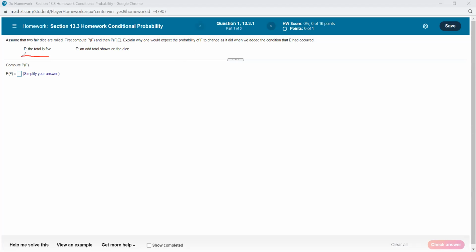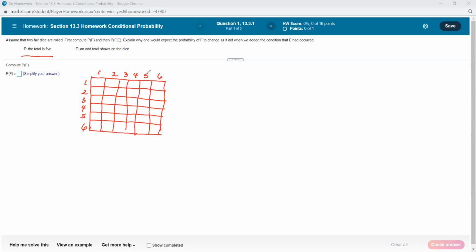So F, the event F, is that the total is 5. So here we have a chart. This represents whatever the first die lands on, and this represents whatever the second die lands on. And normally, when we toss a couple of dice, we're going to add the 2 faces together. So a 1 and a 1 would give us a 2. A 2 and a 1 would give us a 3, 4, 5, and so on. So the 2 and the 6 over here would give us an 8. This one, a 4 plus a 3, would be a 7, and so on.